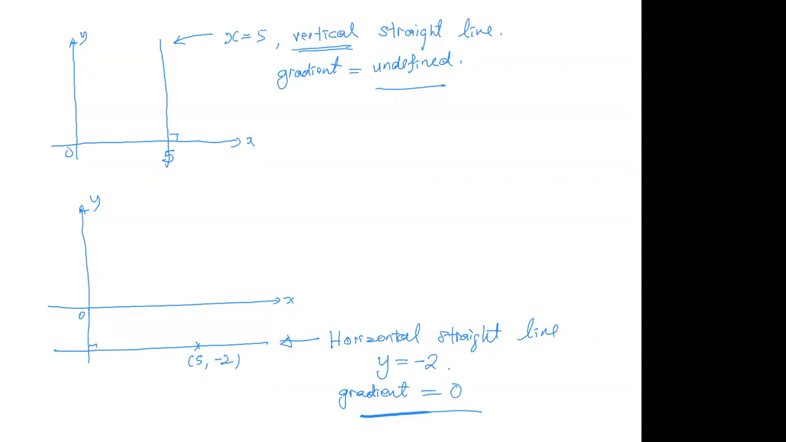Okay, good. So any further question? Okay. When the gradient is undefined, do we still have to calculate? No need. How to calculate if it's undefined? Understood already. It's a vertical straight line. There's no change of x. So how to have the gradient?